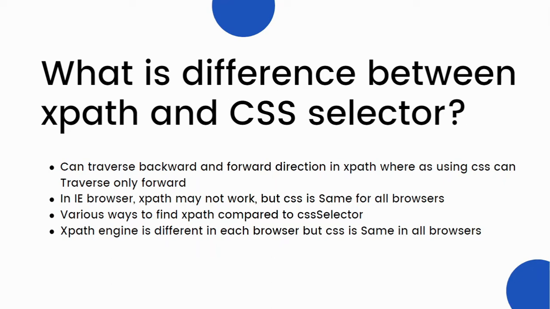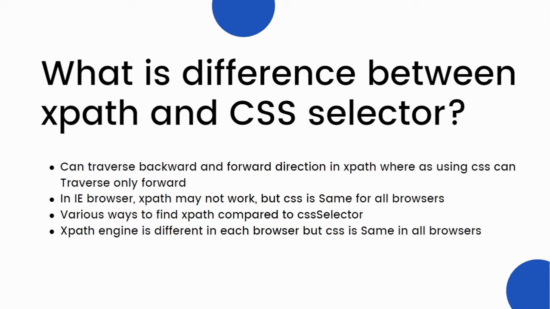As we discussed in the previous slides, IE doesn't have the default engine, so that is the reason why the Xpath which we have written for a particular browser might not work in the IE browser. But when you write the CSS selector, it is the same across all the browsers. It doesn't need the Xpath engine to identify. So the CSS selector which you have written in any browser will work in all the browsers. But for the Xpath, there is a chance that it might not work in the IE browser.